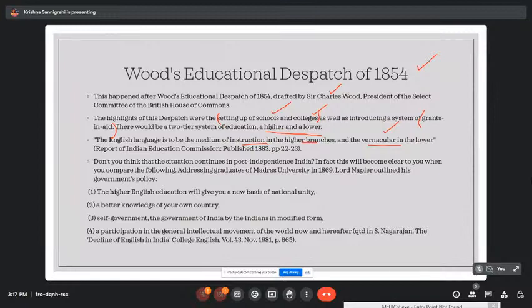And this particular position or situation is there very much in India even now. And the higher education will give you a basis of national unity, a better knowledge of your country, self-government, government of India by the Indians in modified form, a participation in the general intellectual movement of the world and hereafter. So this was the main aim with which they started.